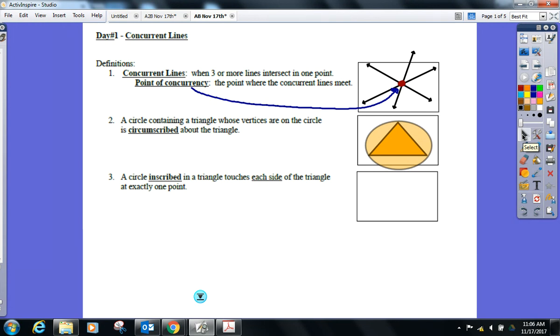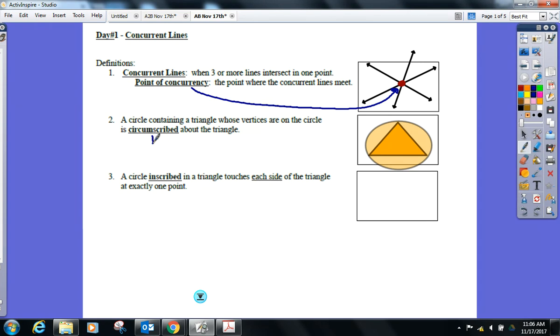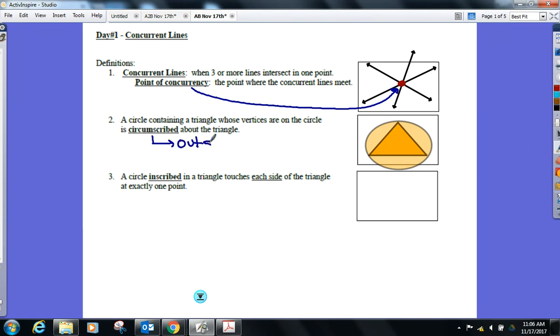That circle, we say, is being circumscribed around the triangle, meaning the circumscribed part tells me it's on the outside of the triangle. So the circle is circumscribed around the triangle on the outside.